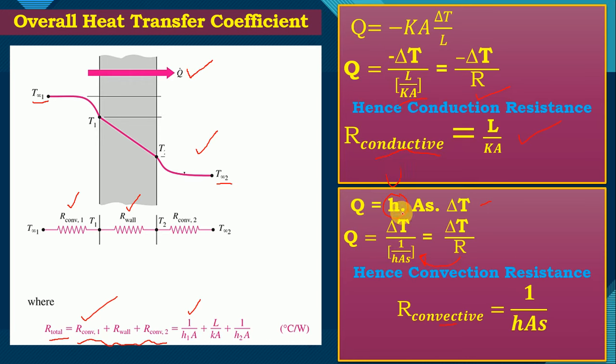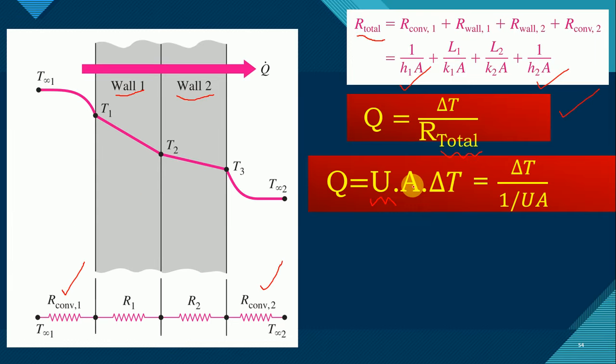Overall heat transfer: if only convective, there is the convective heat transfer coefficient. If there is convection plus conduction, I can write U, and U is called the overall heat transfer coefficient. Analogous to Newton's cooling law, I can write Q is equal to UA delta T, and I can rearrange it as delta T upon all other terms. So delta T upon all other terms becomes delta T upon 1 upon UA. That's the equation we have got.